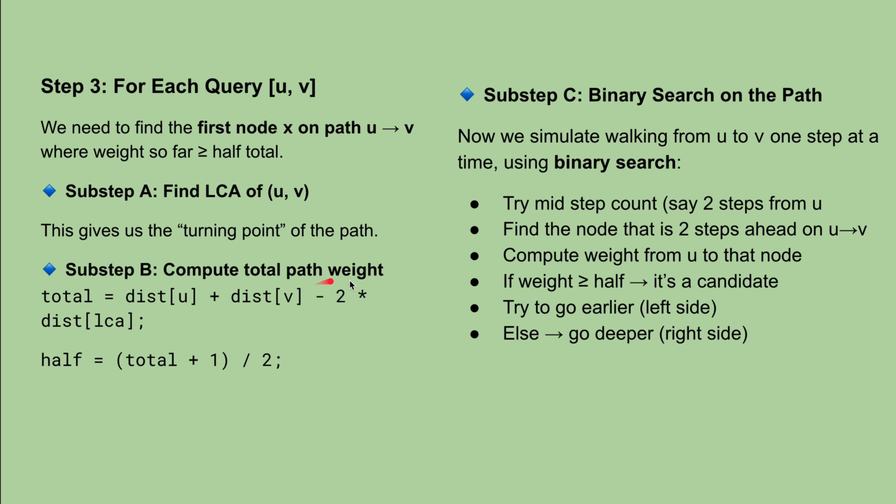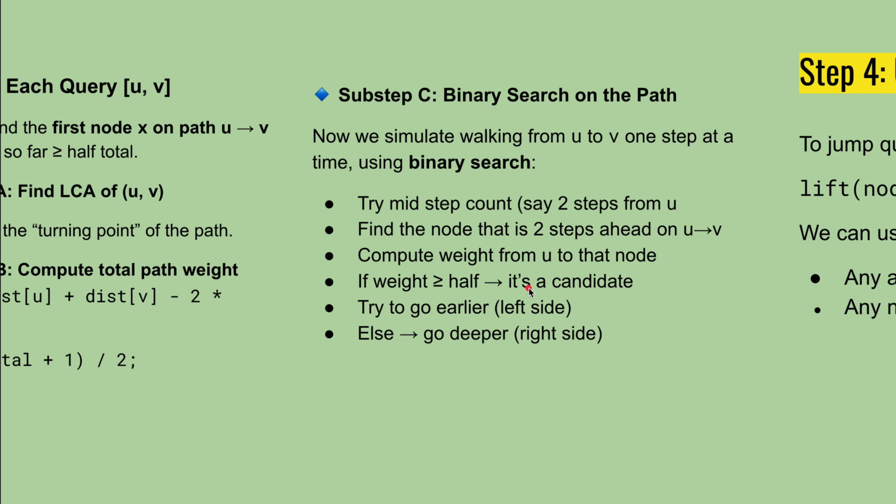Then we'll compute the total path, right? How we are going to find the total path, and we'll divide it by half, you will get the half, right? We'll take the LCA, we'll store the LCA also. Then we'll do the binary search on the path, right? You know how to do the binary search. Just pause this and go through.